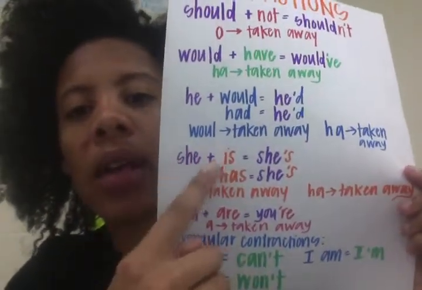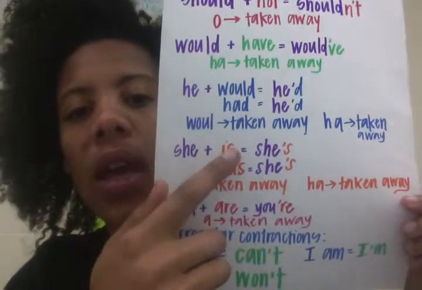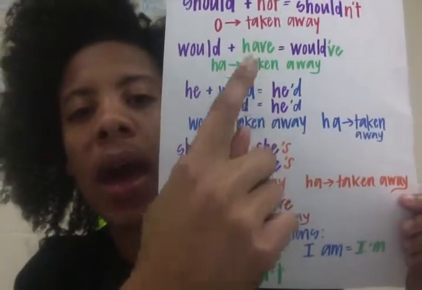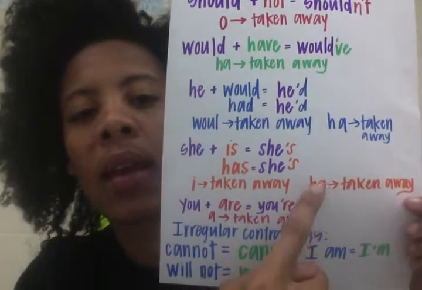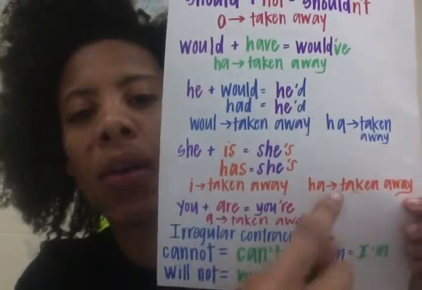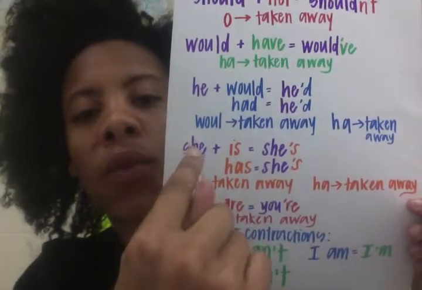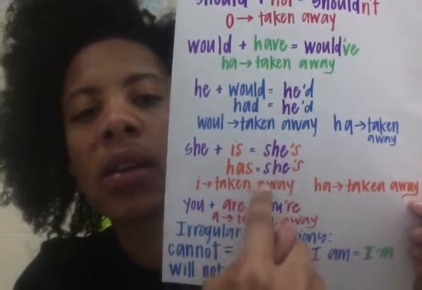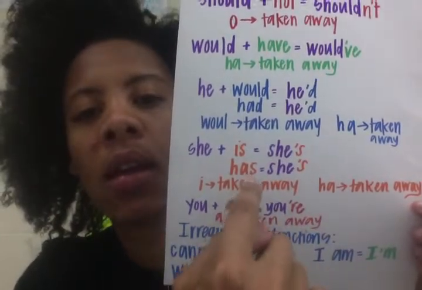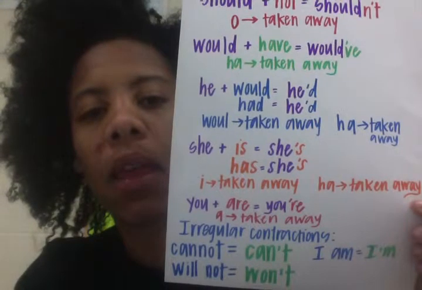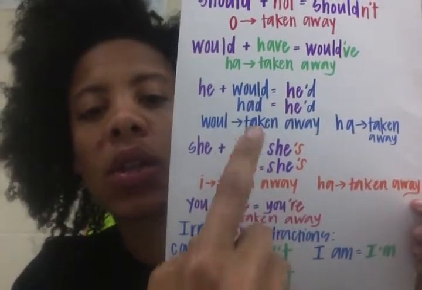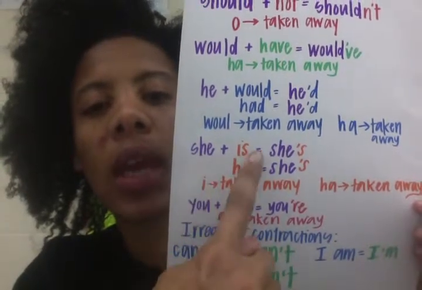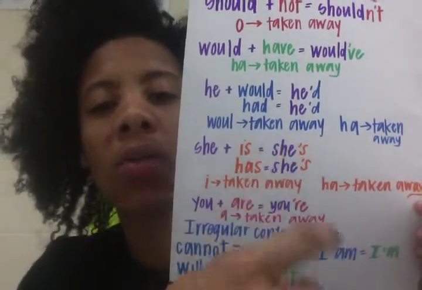Next we have is and has as our contractions. So once again, with has, it works like have and had. You take away the HA and replace it with an apostrophe. So for she has, that changes into she's because we took away the HA in has. For is, you just take away the letter I. So for she is, you get she's as well.